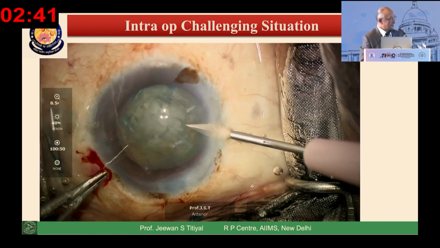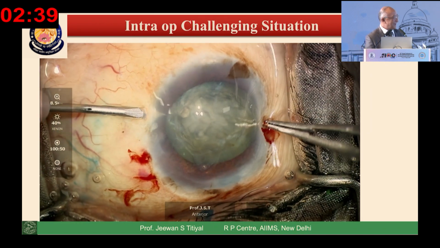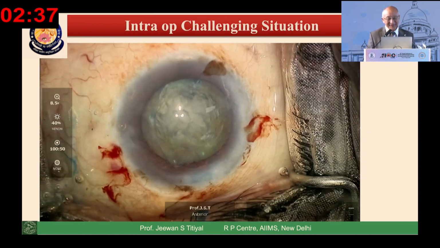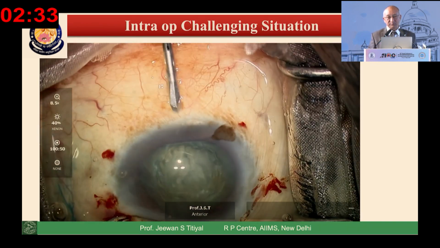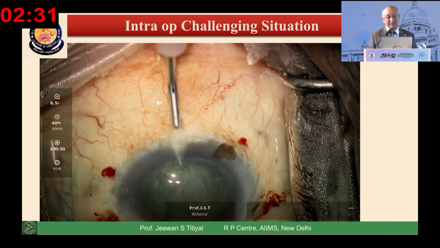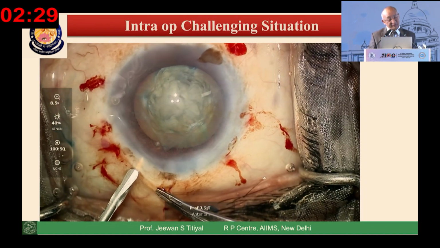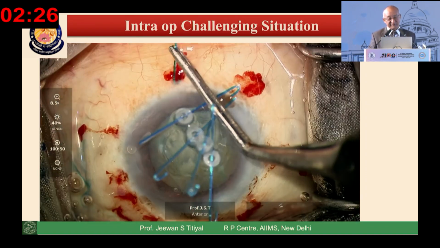So I agree with Dr. Chitra here because I have to agree with her only. So I'm doing the same. Once your bag is totally loose and your nucleus is not being rotated, so both can be there. You can put CTR as well, and you put capsular hooks. Both can be put at this stage also.